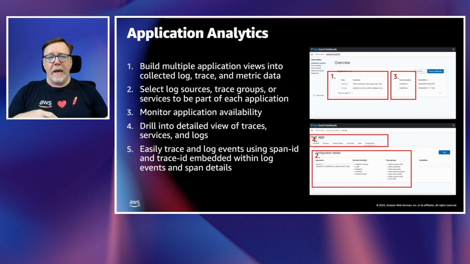We recently have added application analytics. This enables you to build application views across log, trace, and metric data. You select log sources or trace groups or services to be part of an application. It enables you to monitor availability and drill into detailed views on the traces and service logs. This gives you, again, with Span ID and Trace ID, you can trace into what's going on and figure out any issues that you're having.